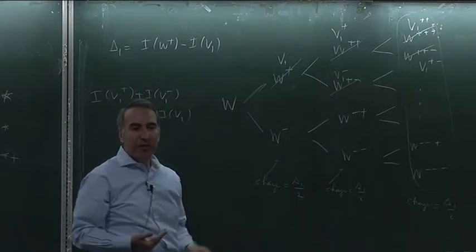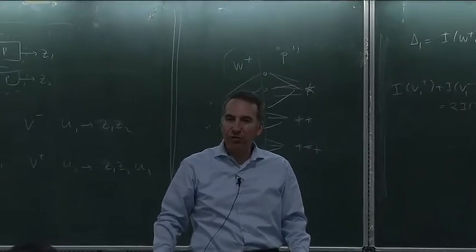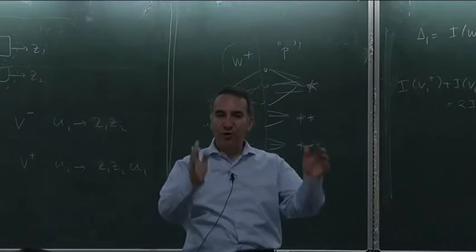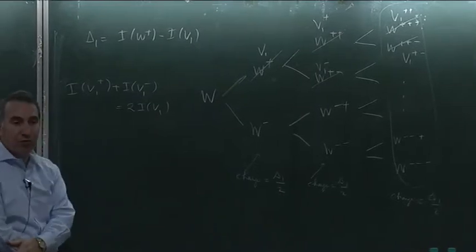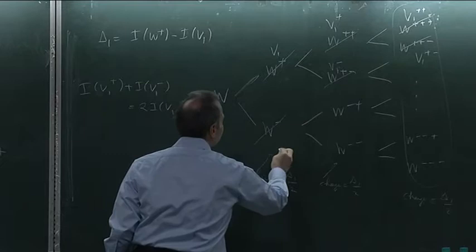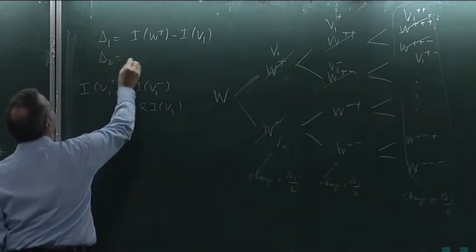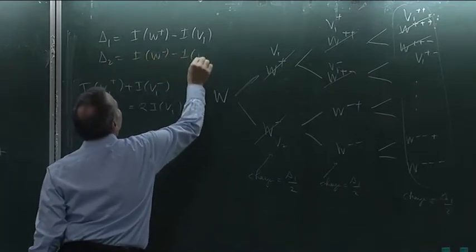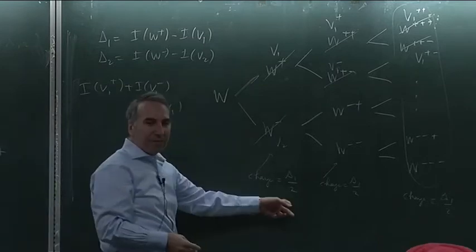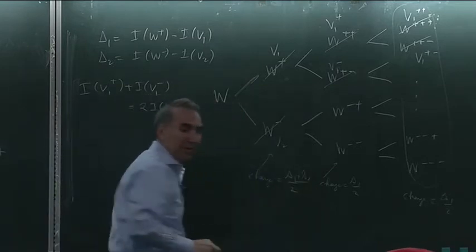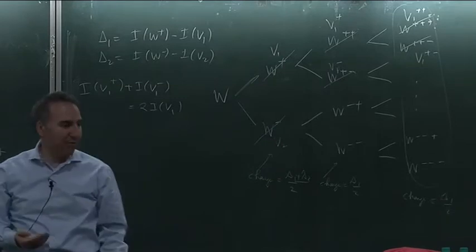Suppose that the W minus is also a channel whose output alphabet is too big for my taste. I don't want to deal with channels whose output alphabet is big. I reduce that one too, and I replace W minus by some channel, let's say V2. Let's say delta 2 is I of W minus minus I of V2. I degrade W minus in the same way. So changes now become delta 1 plus delta 2 over 2 in this column, because I get a delta 1 change here, delta 2 change there. The average change is delta 1 plus delta 2 over 2.